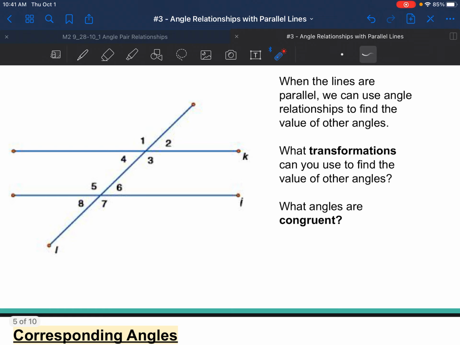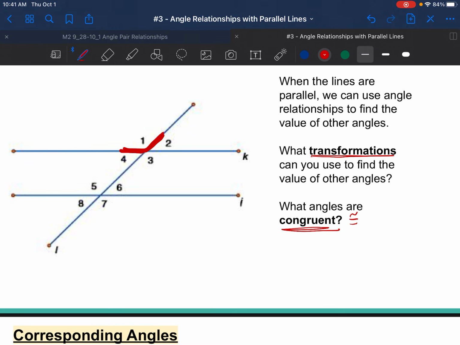And now a transversal can give us a lot of different angle relationships when it's on a parallel line. I'm going to think about some transformations we can use to find the value of other angles. Specifically, what angles are congruent. And we know that the word congruent means they are equal. So if I'm looking at angle 1 here, I want to think about a transformation that can give me a congruent angle.